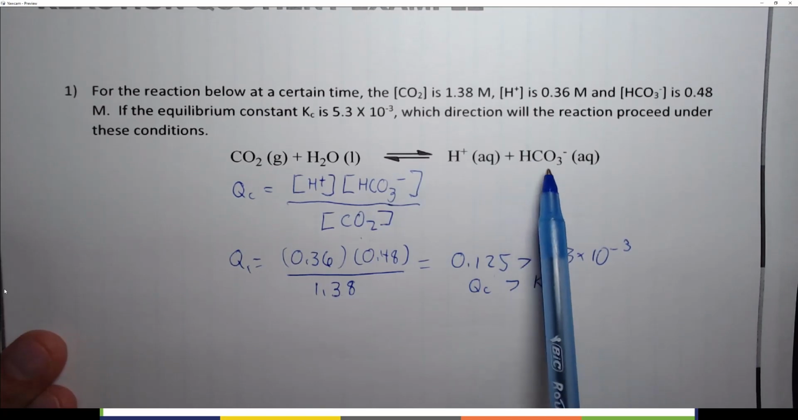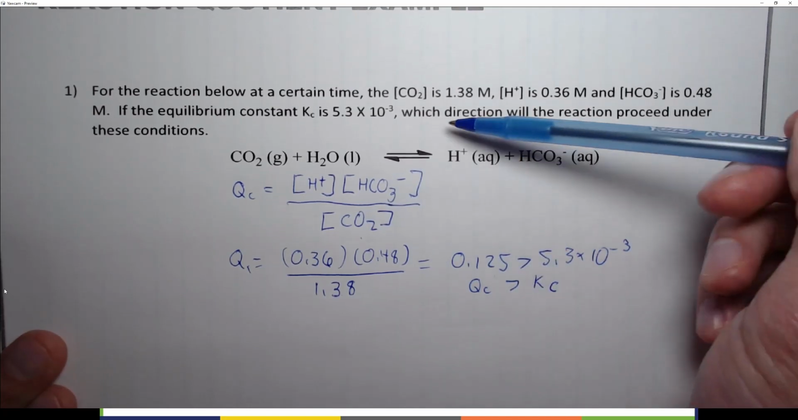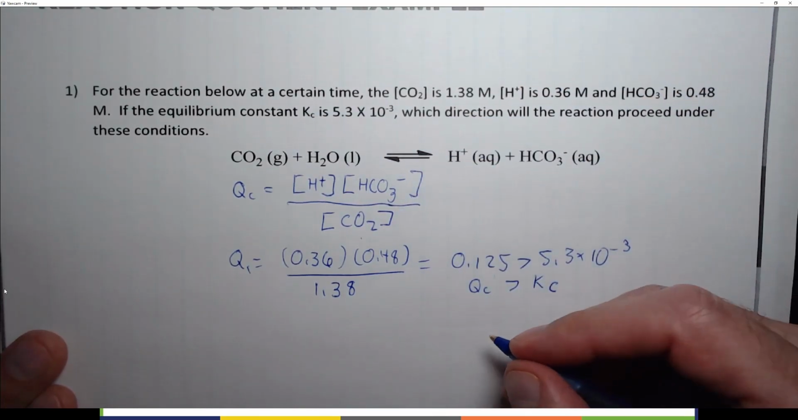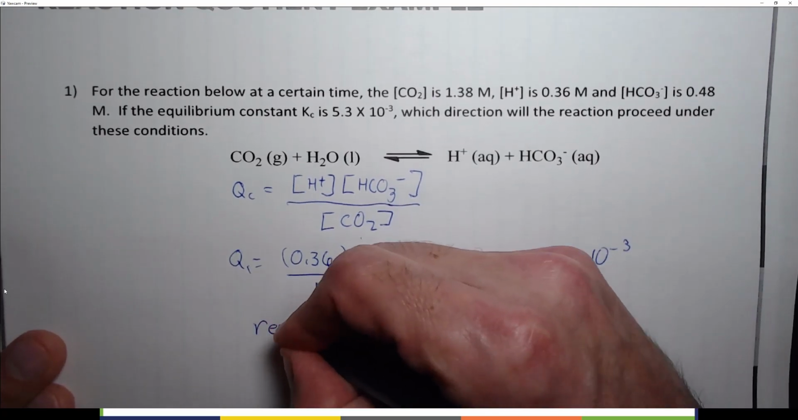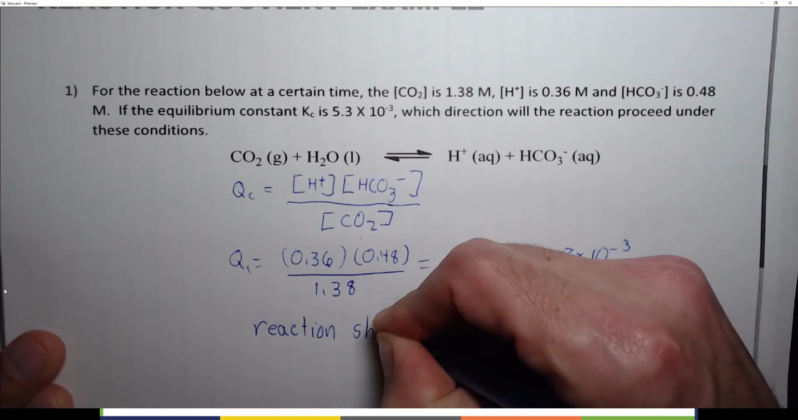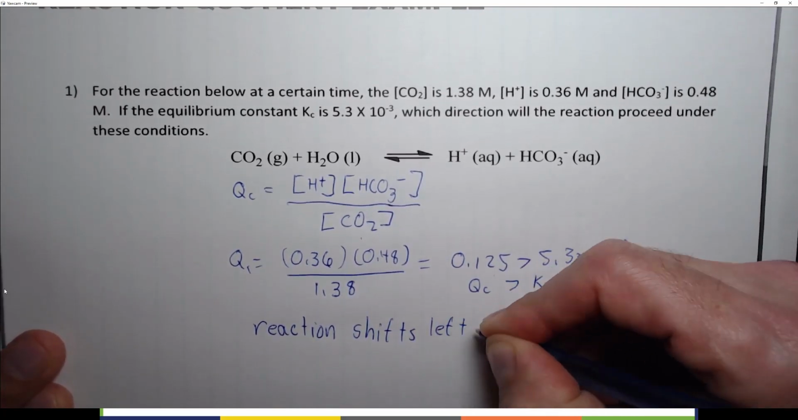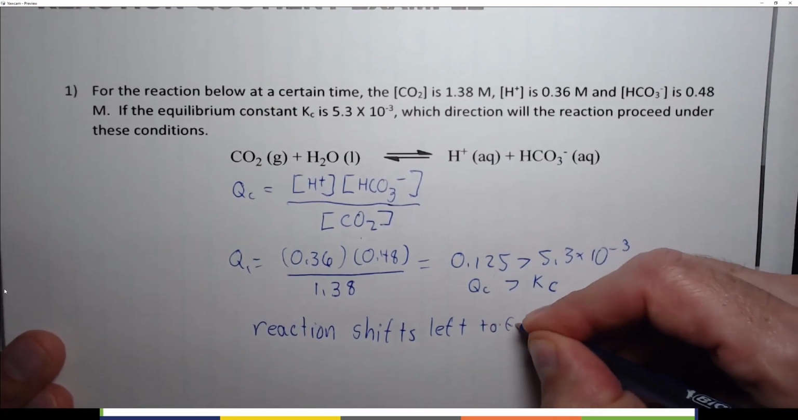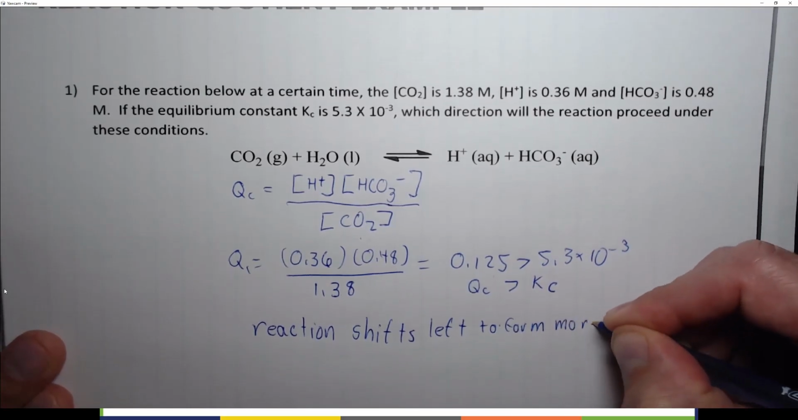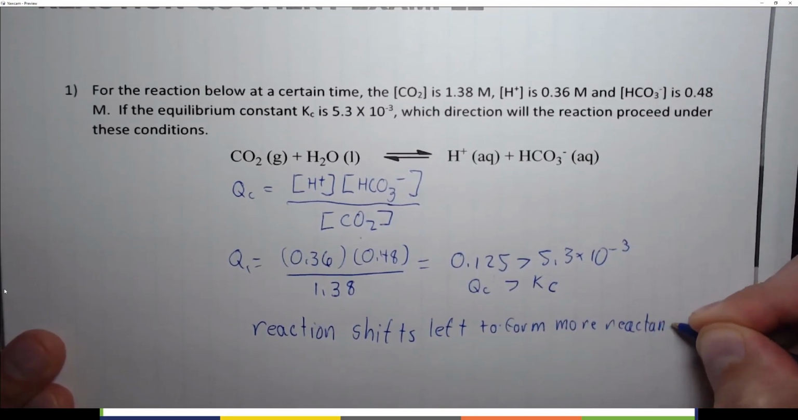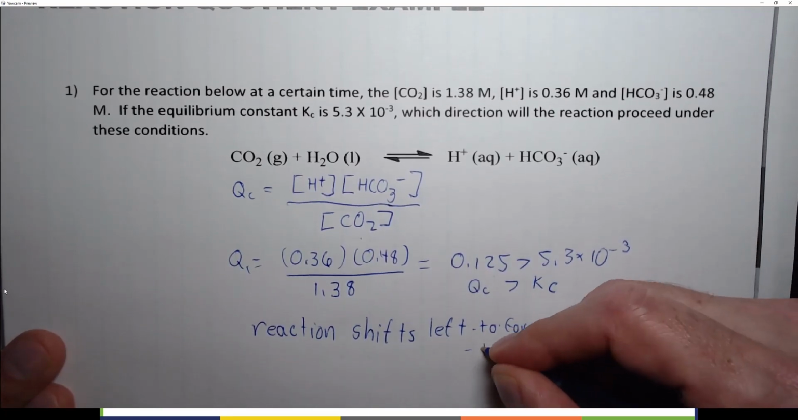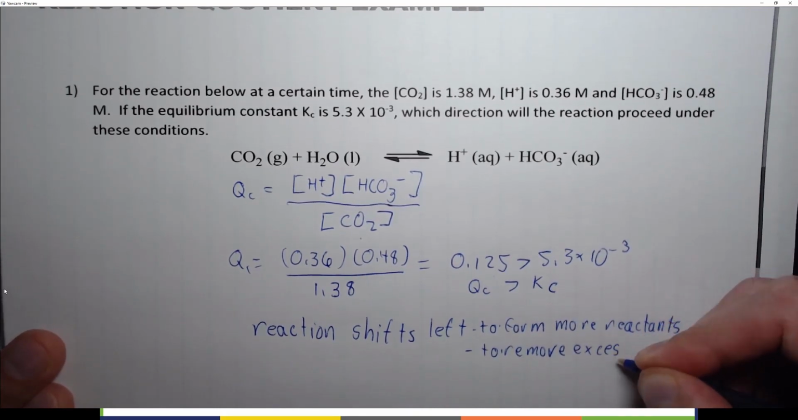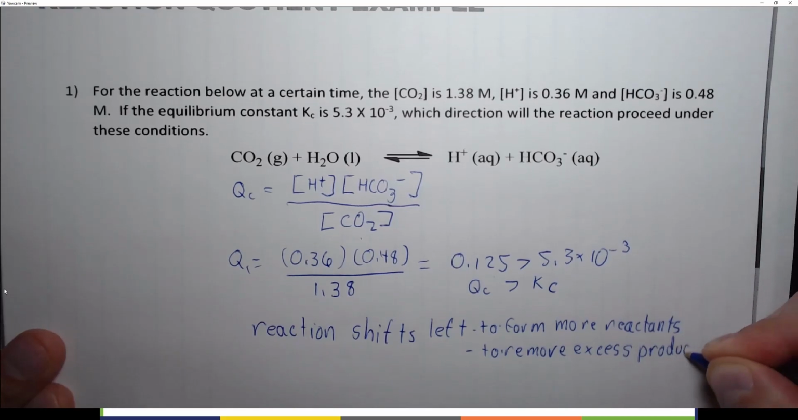Well, which direction is the reaction going to shift when we have extra products? The reaction is going to shift to the left to form more reactants or to get rid of the products. So in this case, the reaction shifts left. So it shifts to the left, and we could say this is to form more reactants, or we could say to remove excess products. Excess relative to equilibrium conditions.